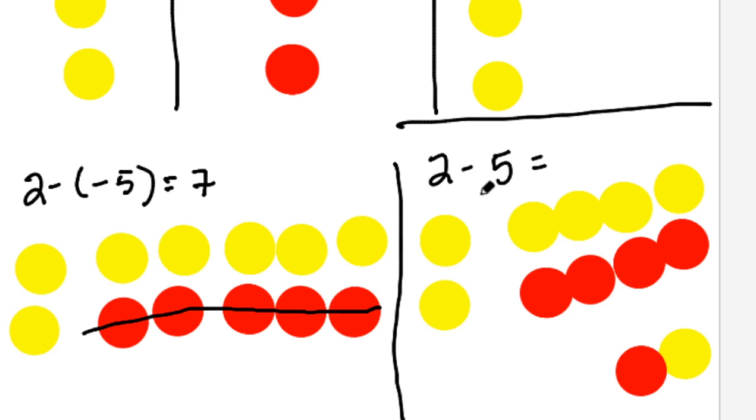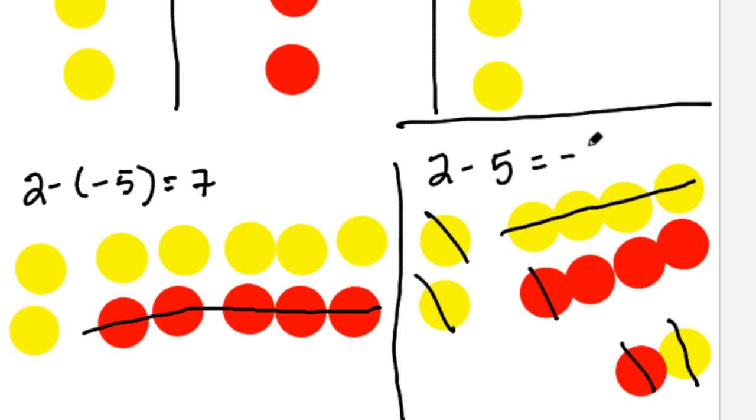But back to the problem, it says remove 5 positives. Well, when I do that, 1, 2, 3, 4, 5, when I scratch off these 4 and then this 1, you see that I have some more zero pairs to get rid of. So let's get rid of a positive here and a negative here, a positive here and a negative here, and you see I'm left with 3 negatives. And I know they're negative because of the red color.